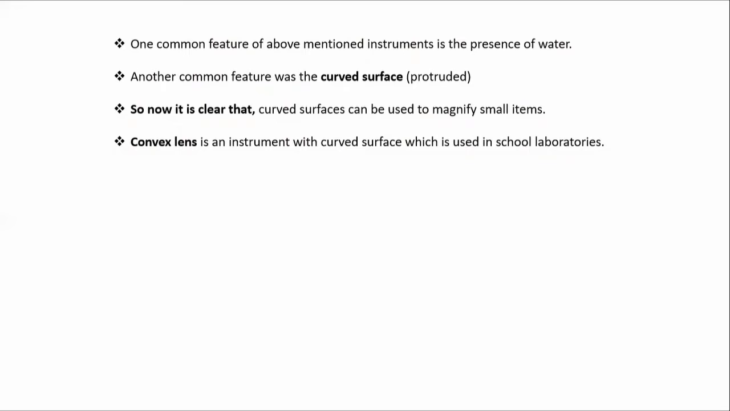So now we can come to a conclusion that when there is a curved surface, you can use that to magnify small items. So a convex lens is an instrument which is made by using curved surfaces. So you can find convex lenses in your school laboratories.